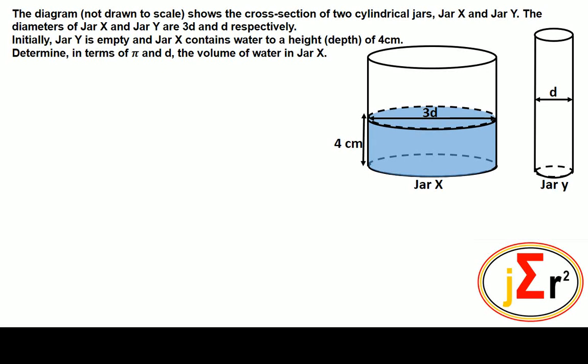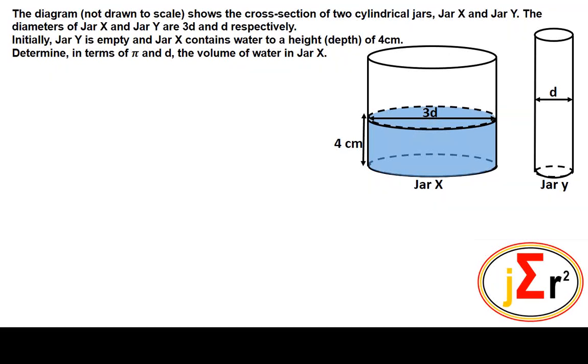The diagram, not drawn to scale, shows the cross-section of two cylindrical jars, jar X and jar Y. The diameters of jar X and Y are 3D and D, respectively, as we see in the diagram right here. 3D for the diameter of jar X and D for the diameter of jar Y. Initially, jar Y is empty and jar X contains water to a height or depth of 4 centimeters.